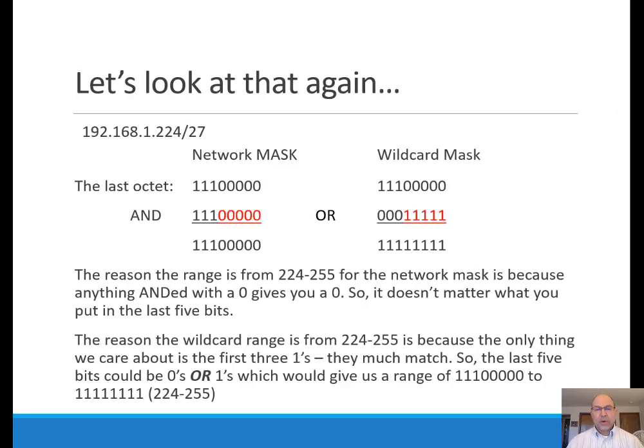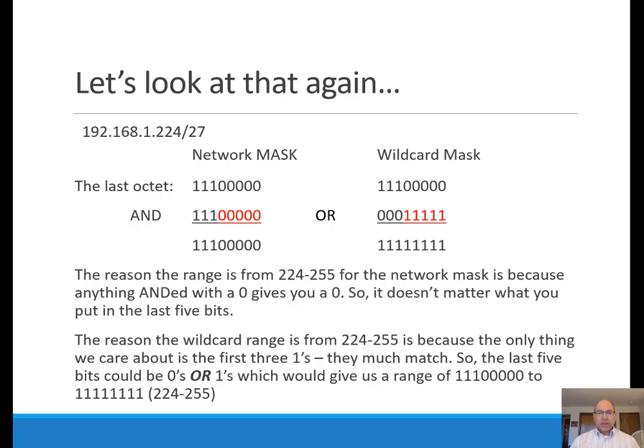Well, let's take another look at that. Okay, so the reason in a network mask that the range in this particular example is 224 to 255 in the last octet is because we ANDed with zeros, and anything ANDed with a 0 gives us a 0. So it doesn't matter what you put in the last 5 bits, because as you can see, the red portion there, those are all zeros. And so in the zeros above, if you put any pattern in there, no matter what, when you AND them with those 5 zeros, you're going to get zeros. So it's always going to be 224 in the network address space.